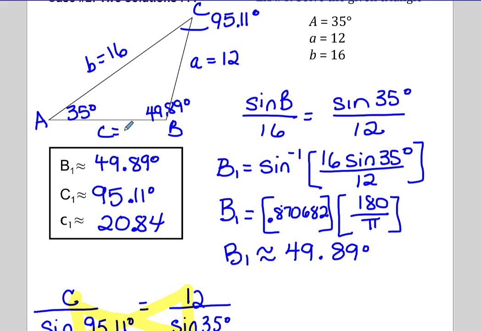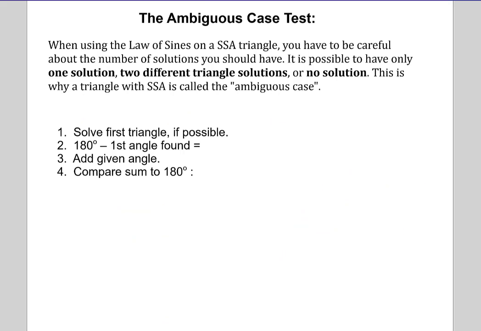So this side is about 21. And that angle's about 50, and this angle's about 95. Now remember which was our first angle. That was this one, 49.89. So we want to go back to do the test. So I'll go back to that page.